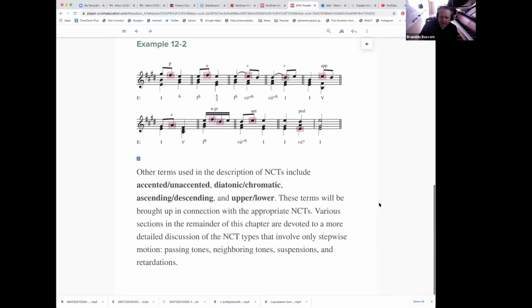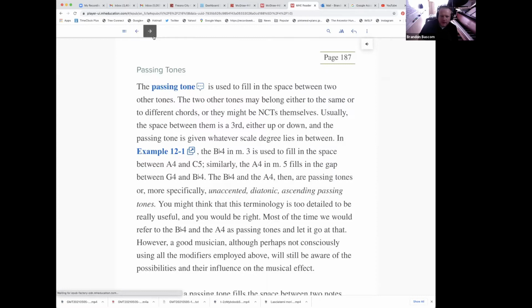Be able to label them. Isn't it weird looking back? This was such a hard chapter, but now you're total pros at it. This was such new stuff, and you were like, wait, which one's which? And now you look at it and you're like, passing tone, neighbor tone, sus. You got a lot quicker at it, didn't you? Some of you were like, I'm still too slow at it. No.